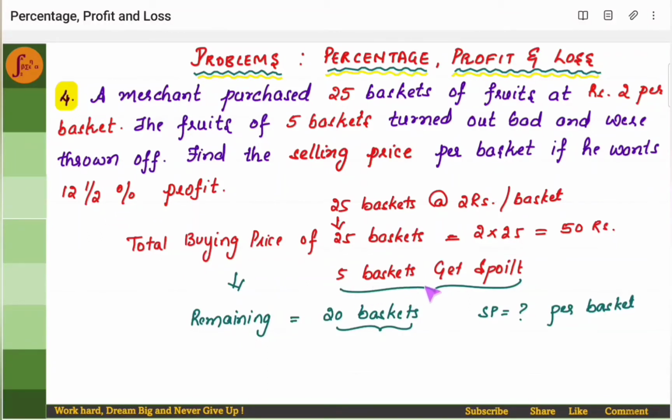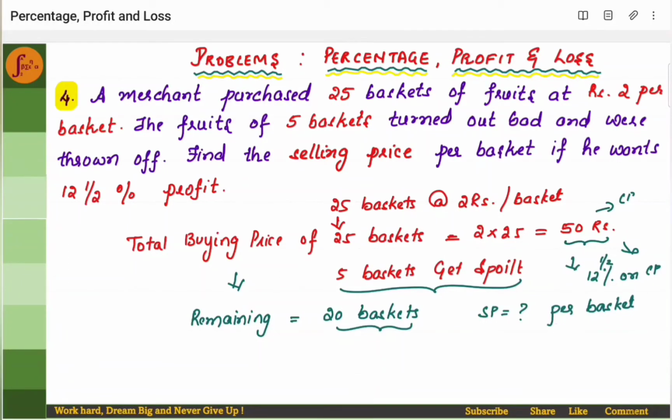In spite of the 5 baskets getting spoiled, he still wants to get 12.5% profit on the entire cost, right? On the entire buying price. He has spent 50 rupees. On this 50 rupees, he needs to get 12.5% profit, irrespective of the 5 baskets getting spoiled. So obviously, he has spent 50 rupees buying the fruits and he wants to get 12.5% profit on this particular cost price.